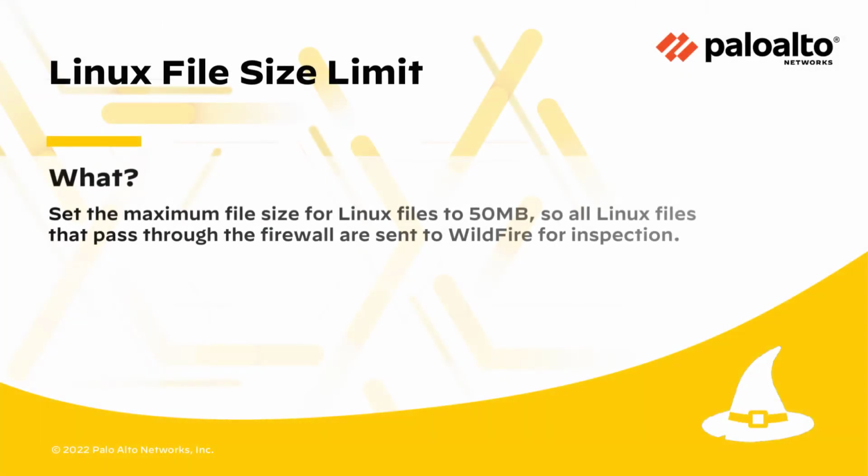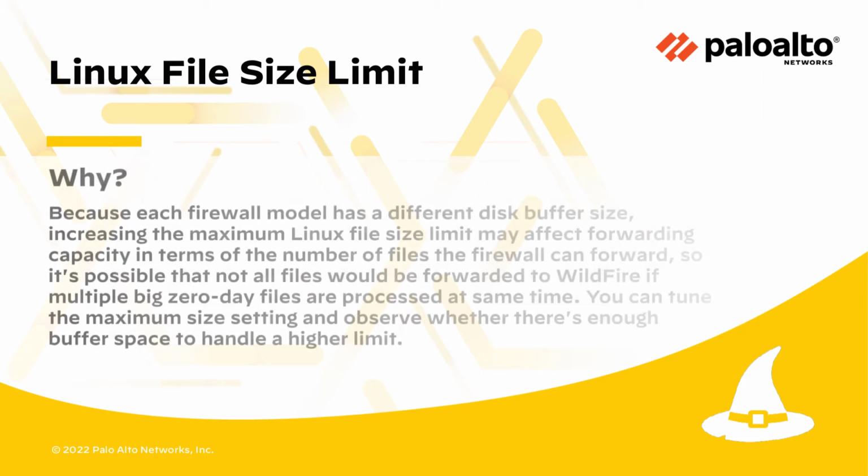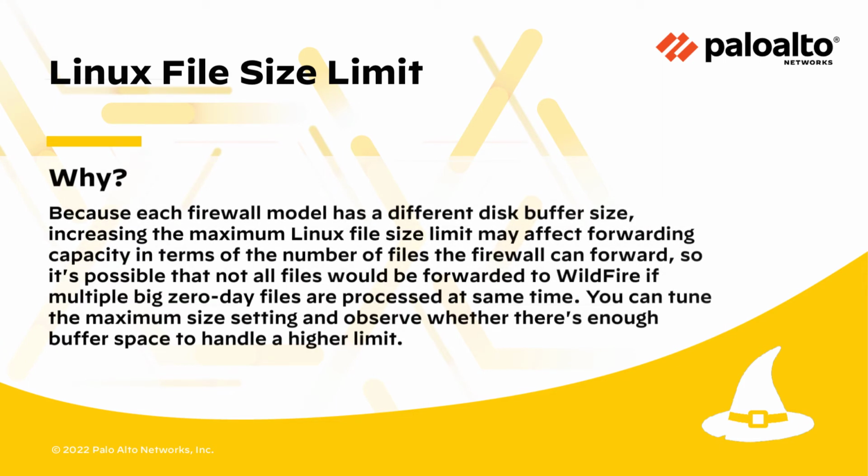Set the maximum file size for Linux files to 50 megabytes so all Linux files that pass through the firewall are sent to WildFire for inspection. Because each firewall model has a different disk buffer size, increasing the maximum Linux file size limit may affect forwarding capacity in terms of the number of files the firewall can forward.